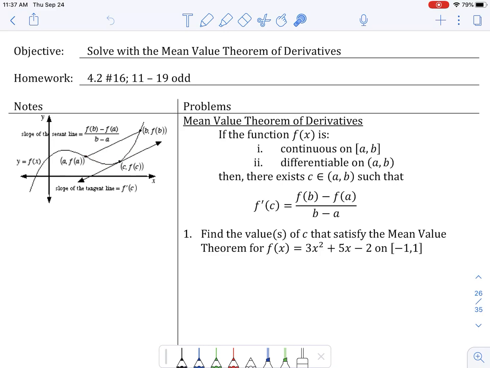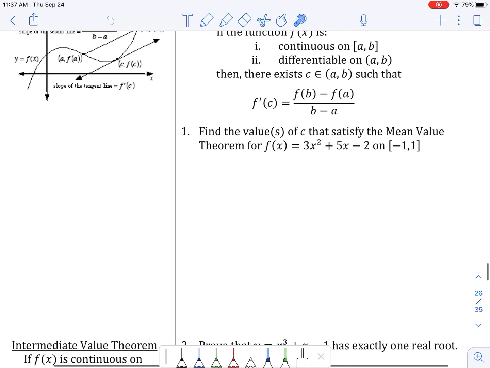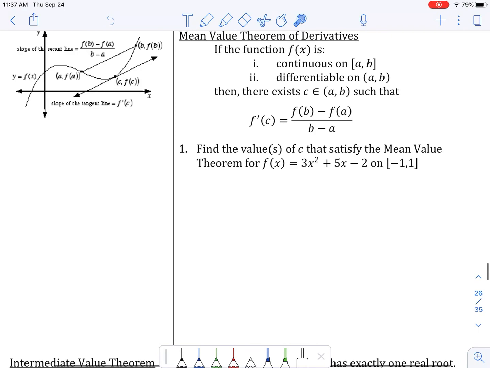And all we know is on this picture, we just need to know that this in between is continuous and differentiable, and it's continuous at these 2 points at the end. Now, the way that you'll often see to use this is find the values of c that satisfy the mean value theorem, and they'll give you a function, and they'll give you an interval. So what they're saying is, all right, if this is the interval, find the point where this parallel tangent line occurs.